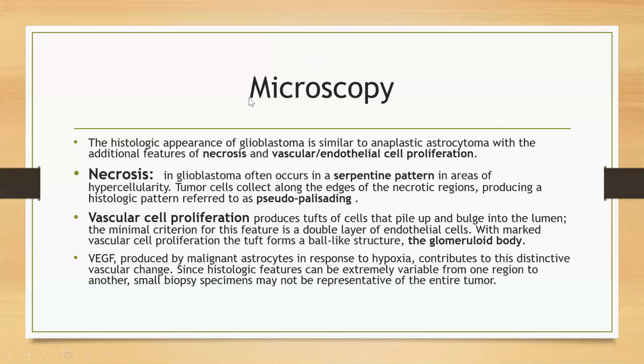So you have to remember this key point in glioblastoma: pseudopalisading, serpentine pattern of necrosis, vascular cell proliferation, and glomeruloid bodies. You have to include these four points in your answer. VEGF, vascular endothelial growth factor, produced by malignant astrocytes in response to hypoxia contributes to these distinctive vascular changes. Since histologic features can be extremely variable from one region to another, a small biopsy specimen may not be representative of the entire tumor.